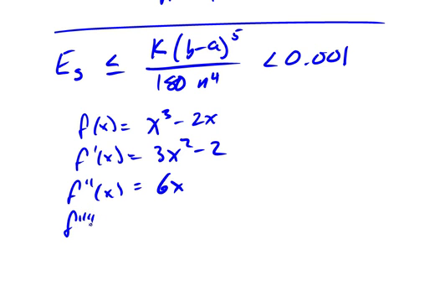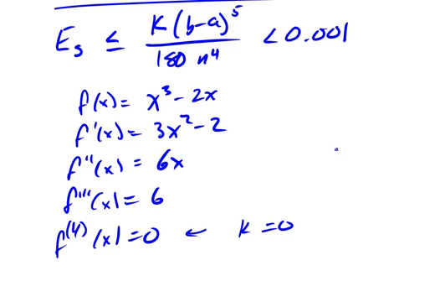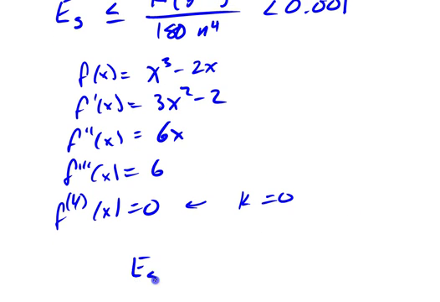The third derivative is 6. And the fourth derivative is 0. That's interesting. So k equals 0. And this says that the error by Simpson's rule is less than or equal to 0. So n equals 2.